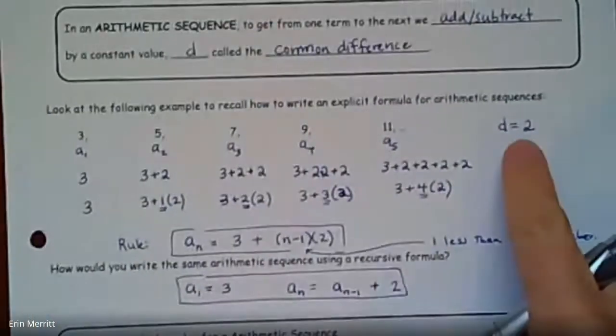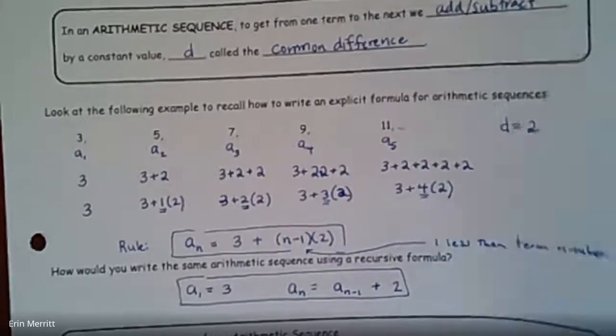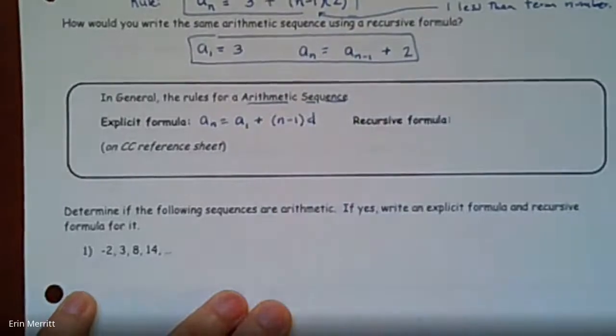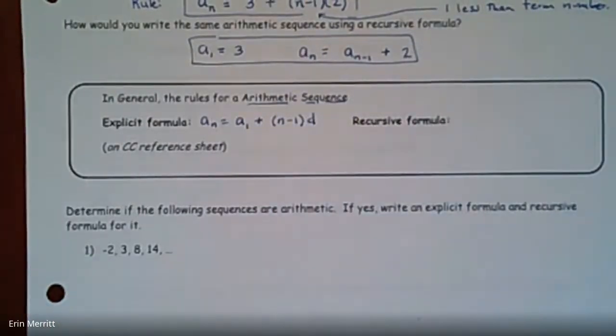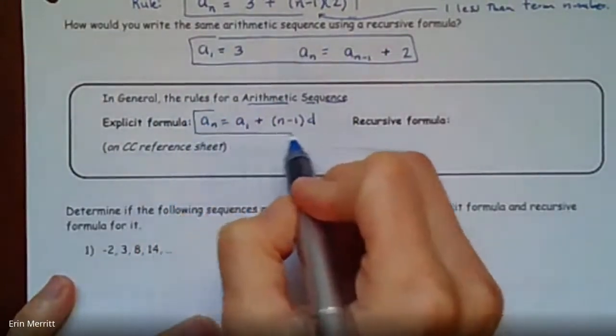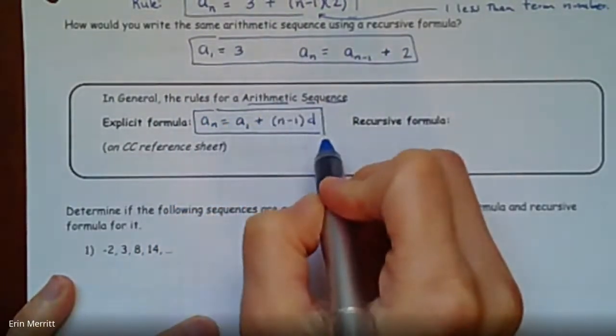2 represents the common difference. So when I slide back up, we'd put in times the common difference there. That is the explicit formula. So it's a sub n equals a sub 1 plus n minus 1 times d.